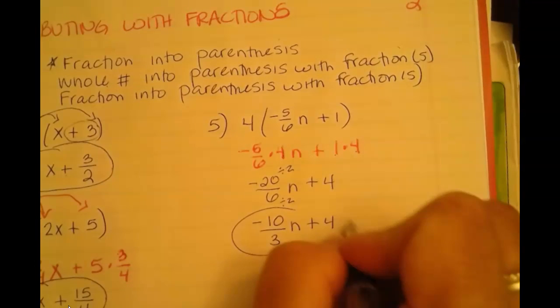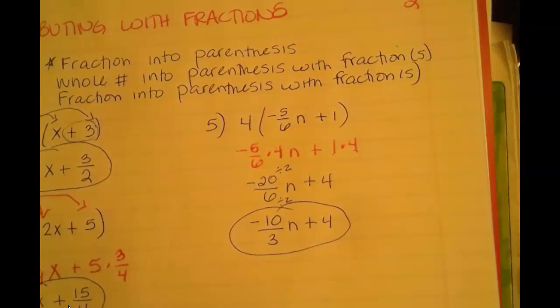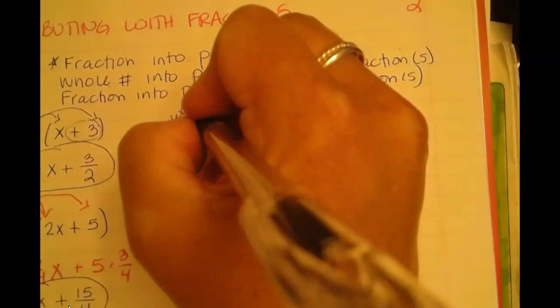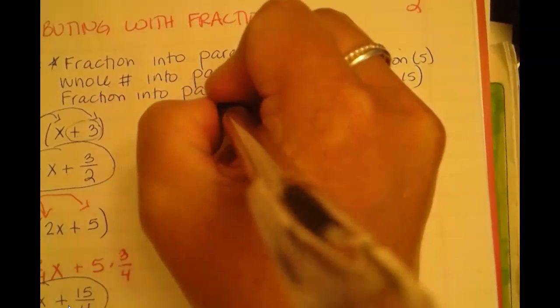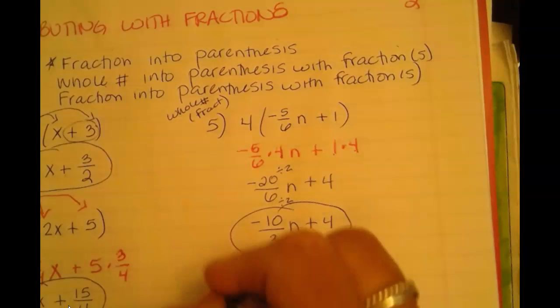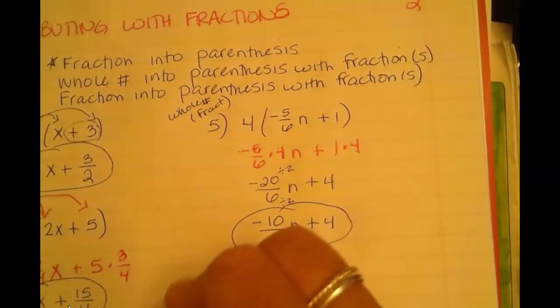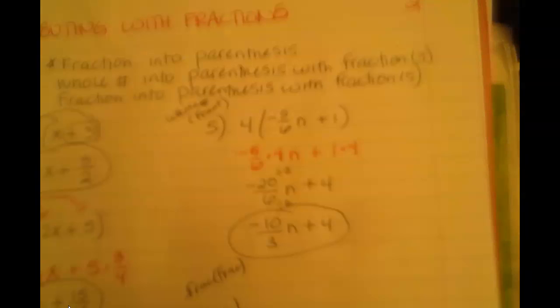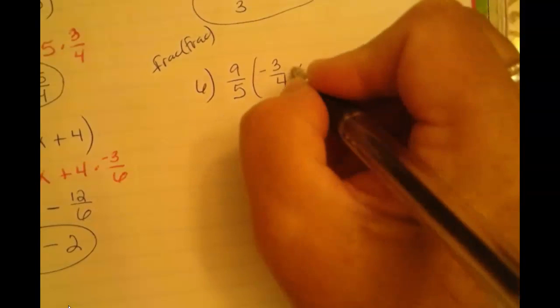Now we've simplified it. We cannot combine the terms because one has a variable and the other one does not. So this one was a whole number and a fraction in parentheses. The last example we're going to do is fraction outside and fraction inside the parentheses. So we got 9/5 times negative 3/4 x plus 1.